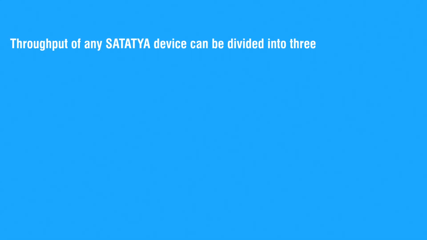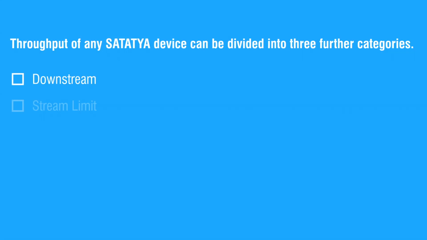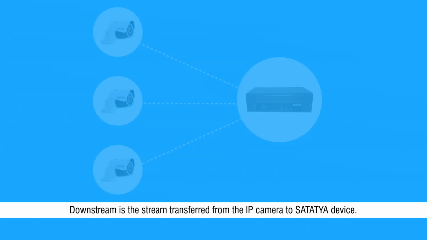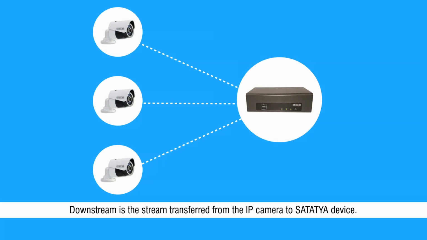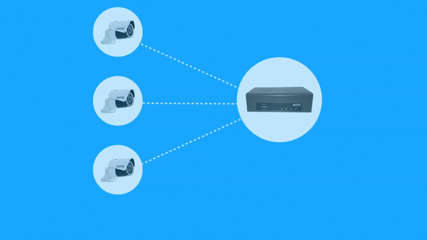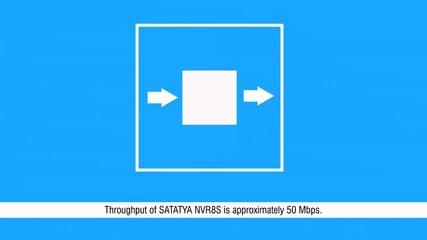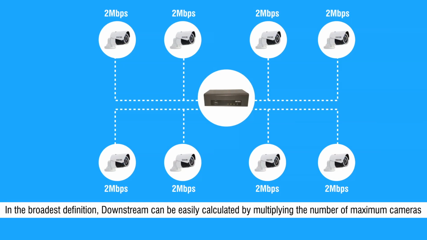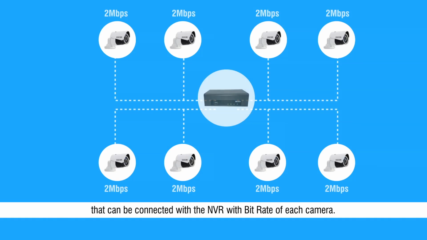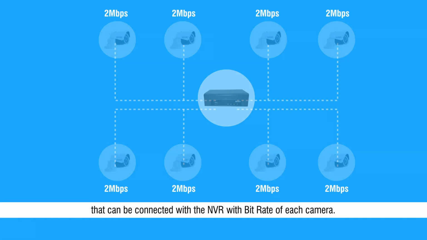Throughput of any SATATYA device can be divided into three further categories. First, downstream, second, stream limit, and third, upstream. Let us understand about downstream. Downstream is the stream transferred from the IP camera to SATATYA device. Throughput of SATATYA NVR8S is approximately 50 Mbps. In the broadest definition, downstream can be easily calculated by multiplying the number of maximum cameras that can be connected with the NVR with the bitrate of each camera.